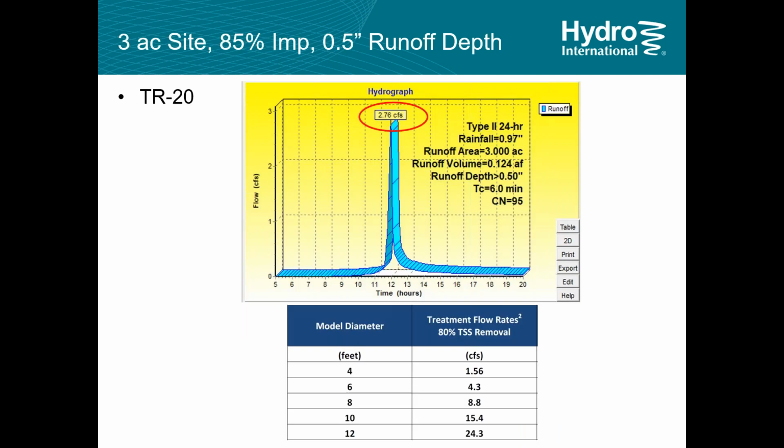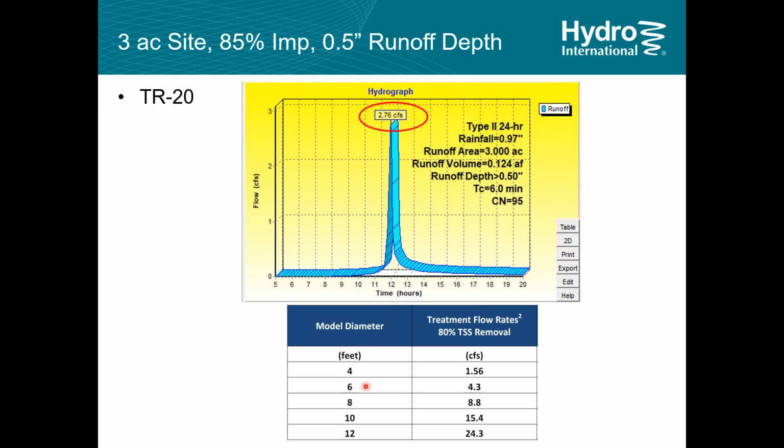So let's see how this affects a site. If I take a 3-acre site, 85% impervious, and I look at the 1/2 inch runoff depth, and I throw that into HydroCAD with TR20 and with a little bit of reiterative processing, I can work out that that storm on that site is going to produce a peak runoff of 2.76 CFS. So I can go down and say 2.76. I'm probably going to need a 6-foot unit, and I'll install a 6-foot downstream defender.